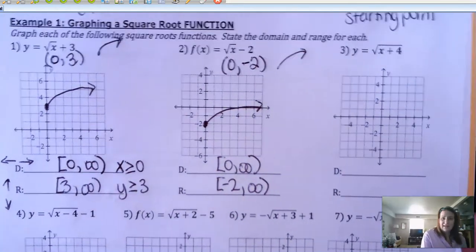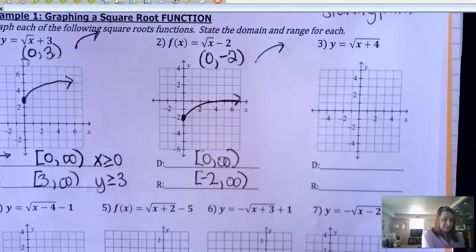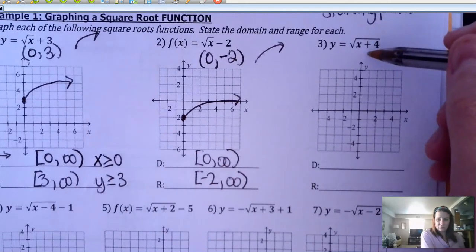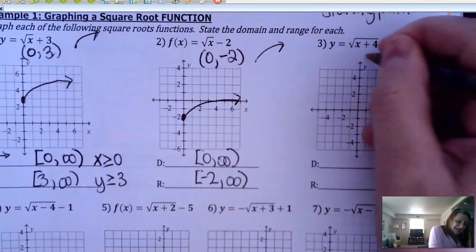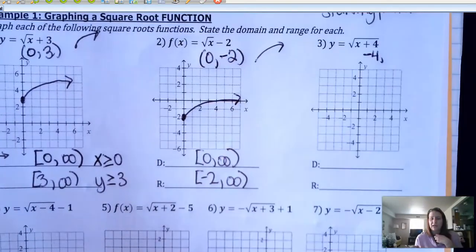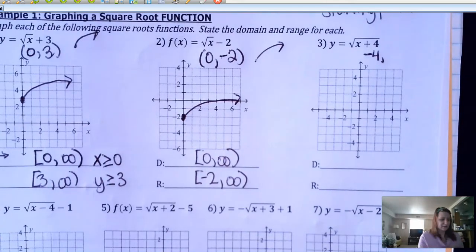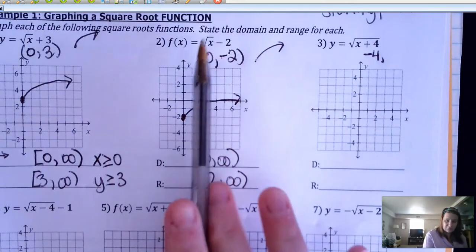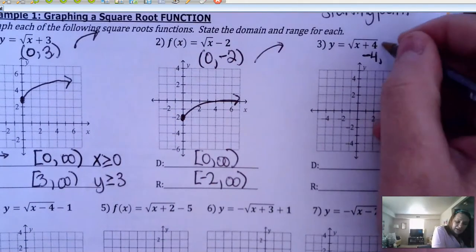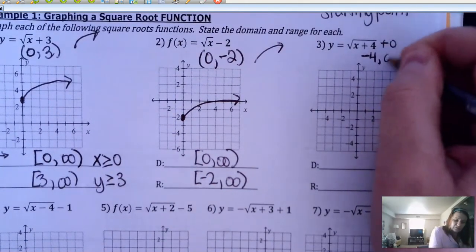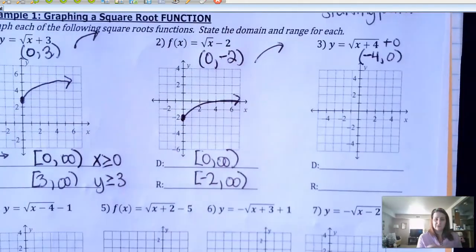Okay, now the last one here. Whatever is inside here, it's going to be the opposite of what it looks like. It's actually the value that would set that equal to 0, and that's where it's going to start. So if this is a +4, -4 is actually going to be the starting spot. So inside, it's the opposite of what it looks like. Outside, you're going to go ahead and copy. There is nothing outside this square root, so I'm going to have 0. So this is just going to shift 4 units to the left.